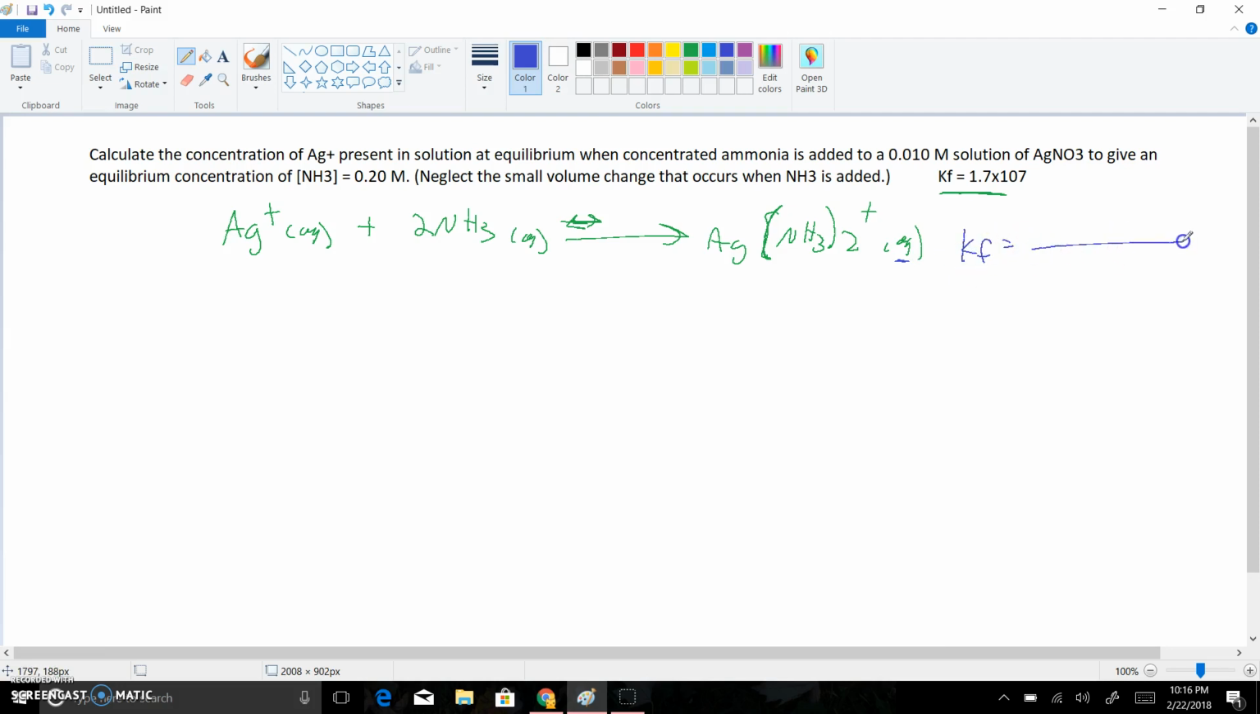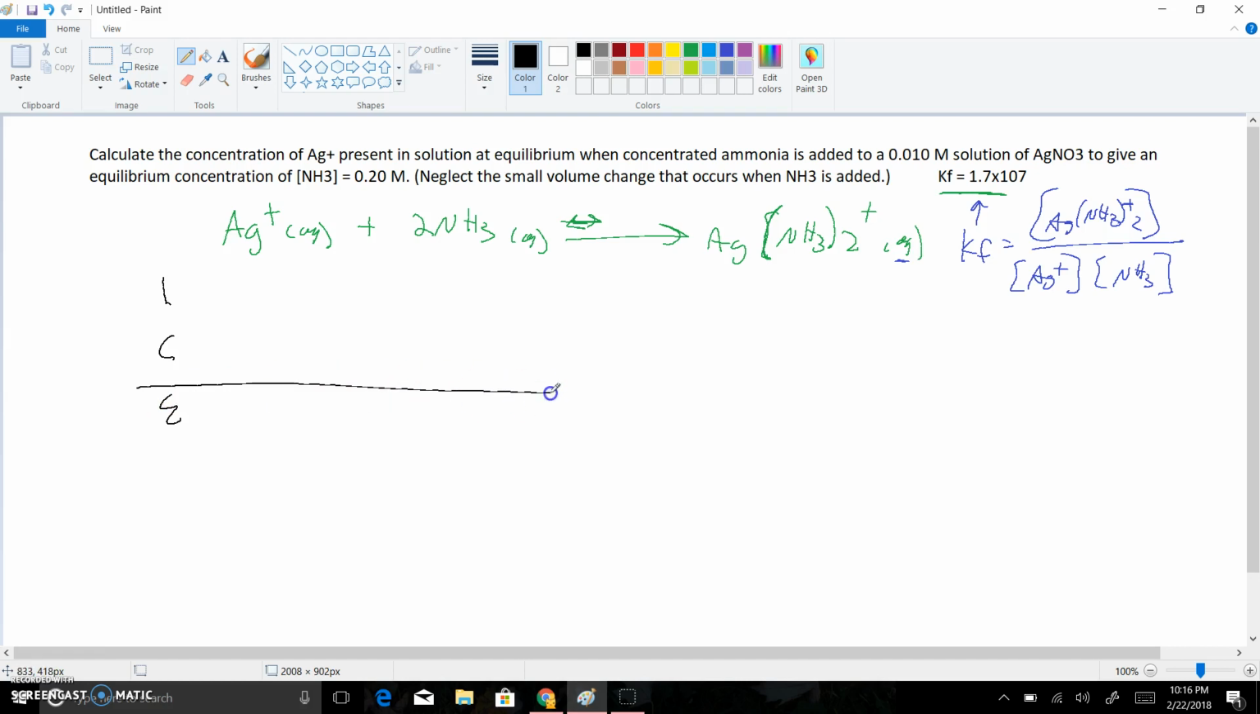So my Kf is going to equal the concentration of the Ag(NH3)2 ion, so I do need that plus sign, over the concentration of Ag+ times the concentration of NH3 squared. Looking good. And my Kf is that number. Okay, this is a little tricky. I'm going to make my ICE table. When in doubt, an ICE table is always a good way to go. I also know there's going to be one because it did talk about equilibrium concentration. We had Ag+ present in an equilibrium solution, and then concentrated ammonia is added to it. So I know this is an ICE table situation.